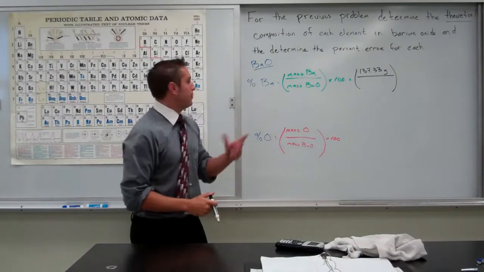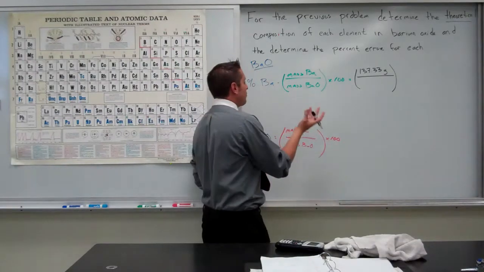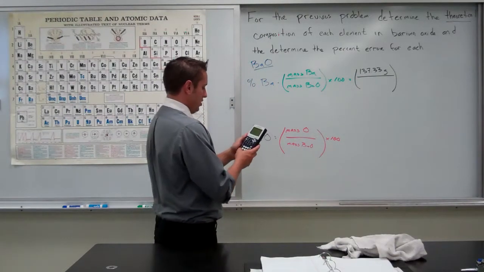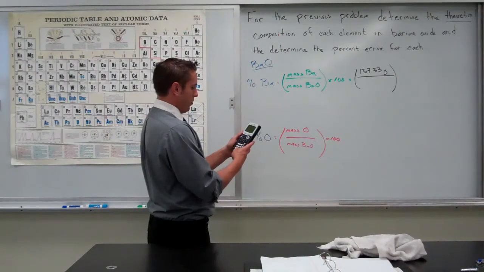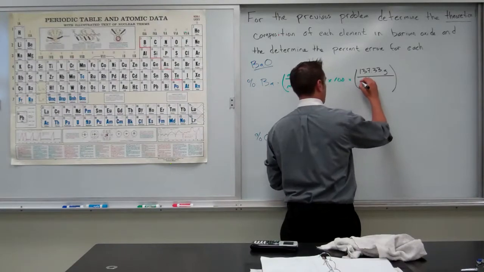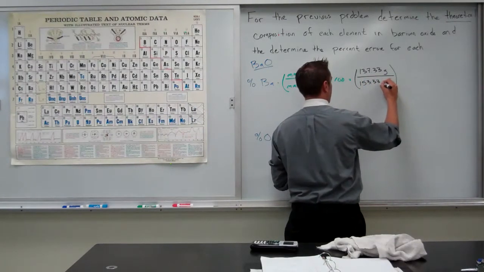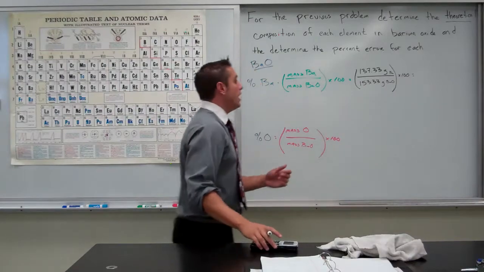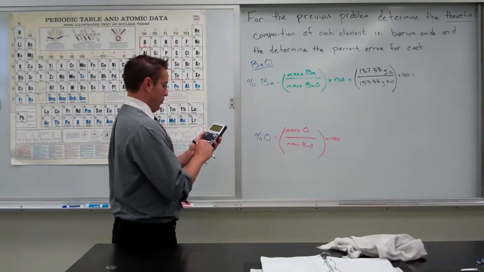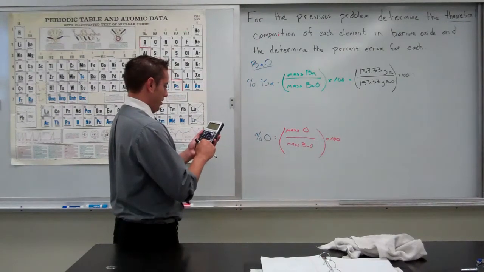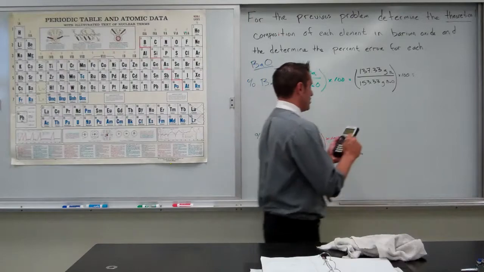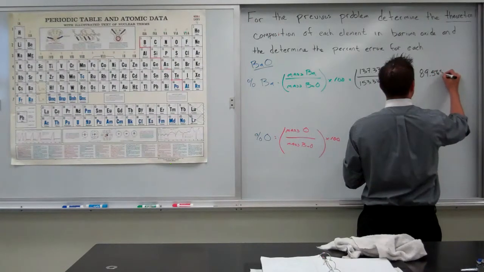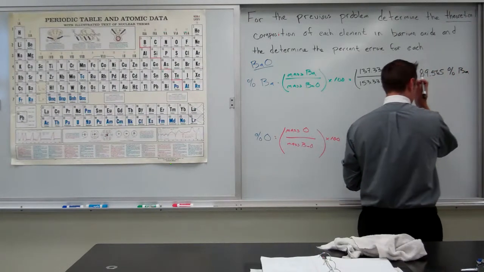Notice nothing is multiplied there because Ba has no subscript. The mass of BaO is going to be the 137.33 plus oxygen. So 137.33 plus 16.00 is 153.33. Times 100, and we'll get ourselves a number. 137.33 divided by 153.33 times 100 tells me that this compound, with 5 sig figs, is 89.565% barium.